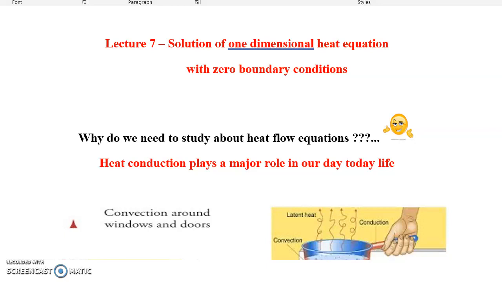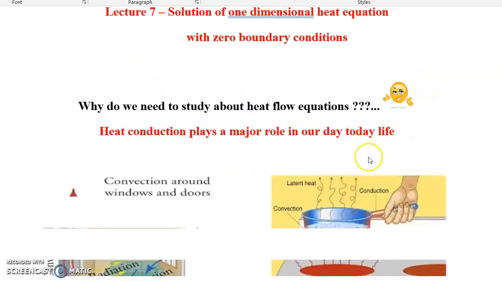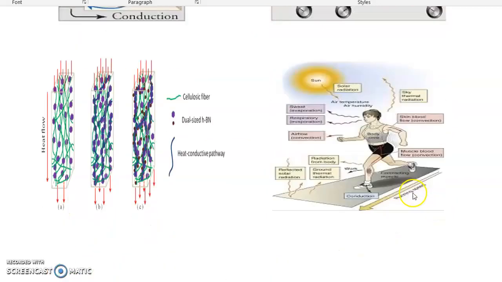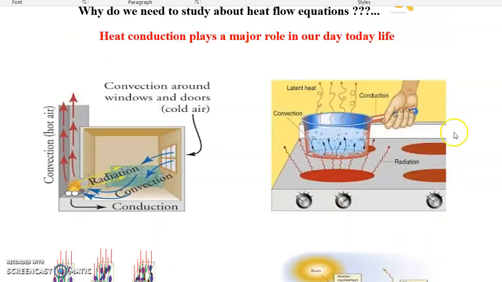Welcome students. In this lecture we are going to learn about the one-dimensional heat equation with zero boundary conditions, and we are going to see a few examples of how to solve such problems. Before starting the mathematical portion exactly, let us have a glimpse at a few examples where heat conduction plays a major role in our day-to-day life. So here are a few examples.